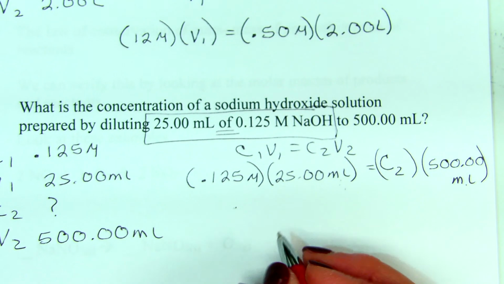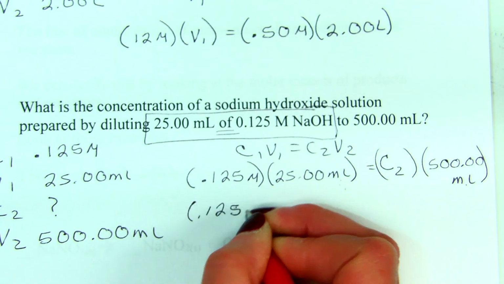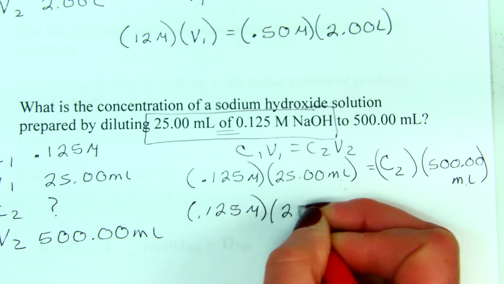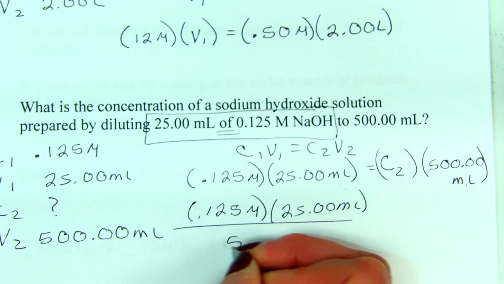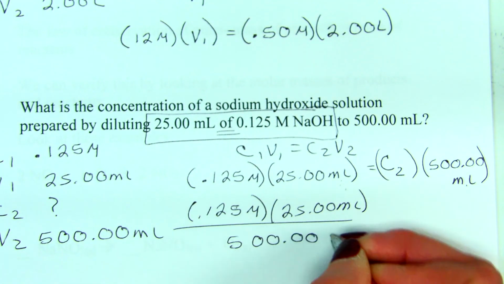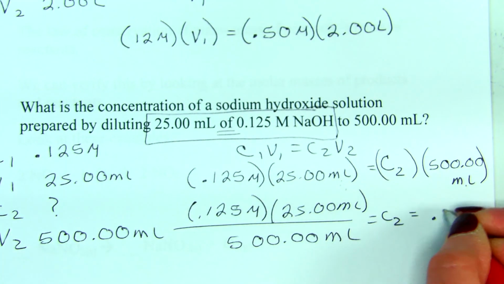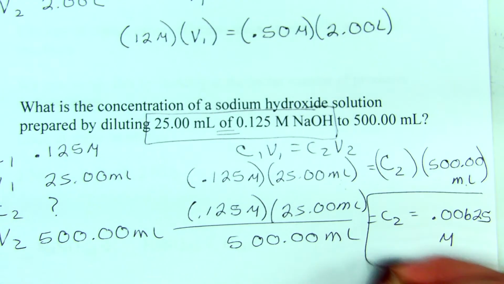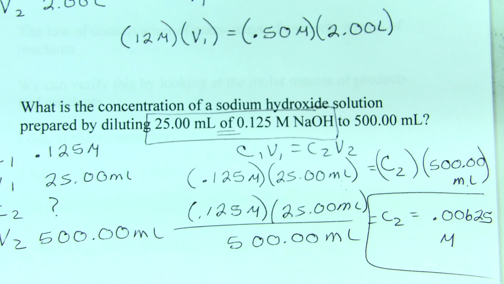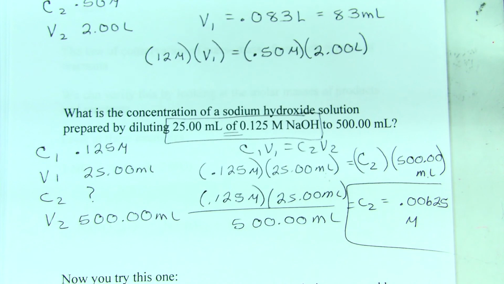So when we rearrange this, we get 0.125 molar times 25.00 milliliters divided by 500 milliliters, and that's equal to my new concentration, 0.00625 molar. Keep 3 sig figs. Okay, let's have you go ahead and try the next one and just do this one at your seats.